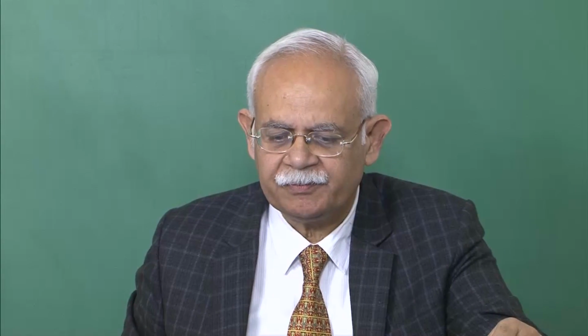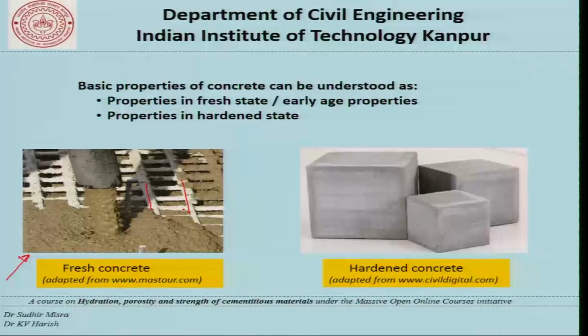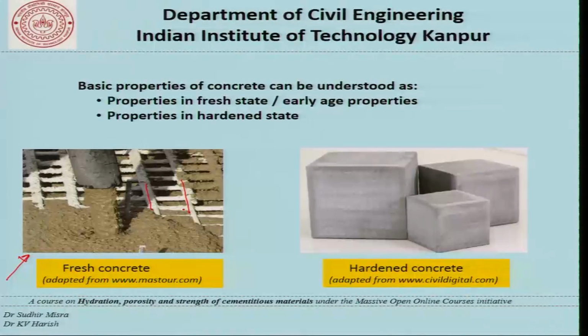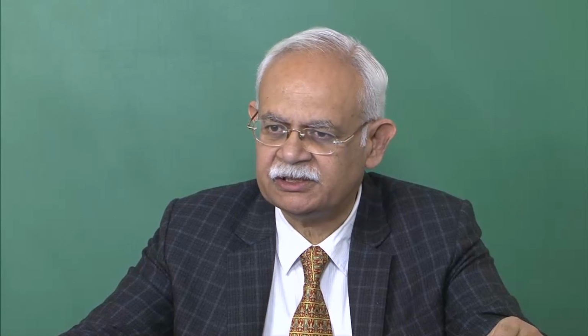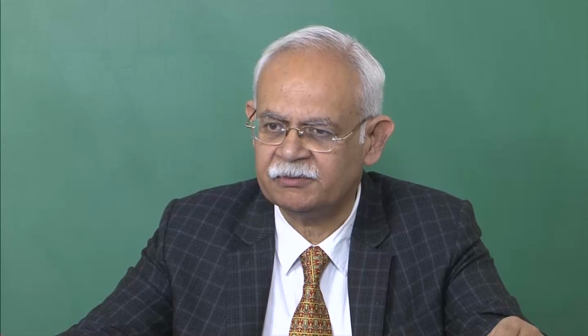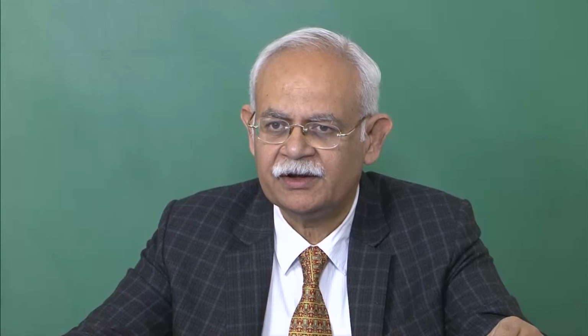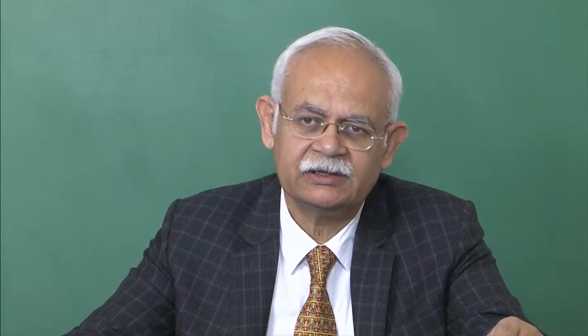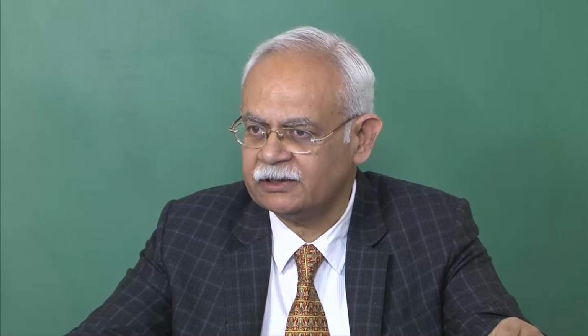Other than fresh concrete, we expect concrete, after it has hardened, to take the shape of the formwork. It could be cubes, it could be T's, it could be I's. We've seen so many shapes of concrete structures, and at that point we expect concrete to behave more or less like a rock. So when we are talking of cements, cementitious materials, coarse aggregate, water, mineral admixtures and any constituent of concrete, we must keep these two states of concrete in mind. We expect different properties in the fresh state and different properties in the hardened state.